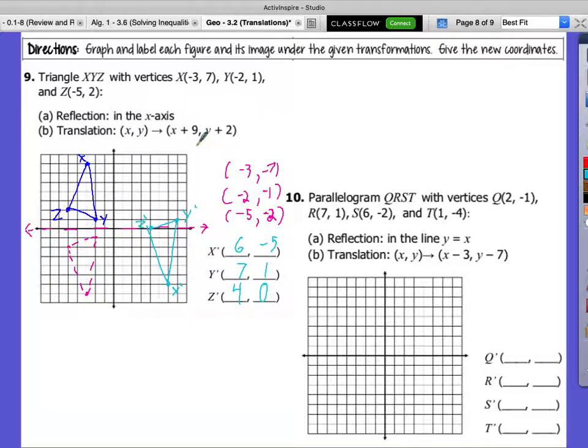I grabbed the original wrong. If you really want to color it in, I guess. I mean, I wouldn't suggest it though, because some of these might overlap. You know what I mean? Okay.